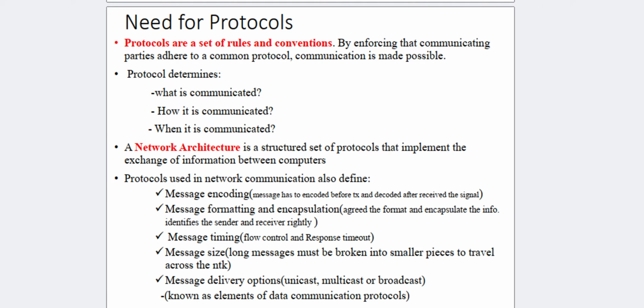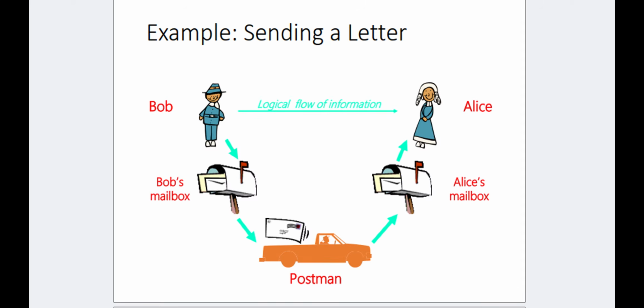Message timing, flow control and response timeout. Message size: long messages must be broken into smaller pieces to travel across the network. Message delivery options, unicast, multicast or broadcast, are known as elements of data communication protocols.